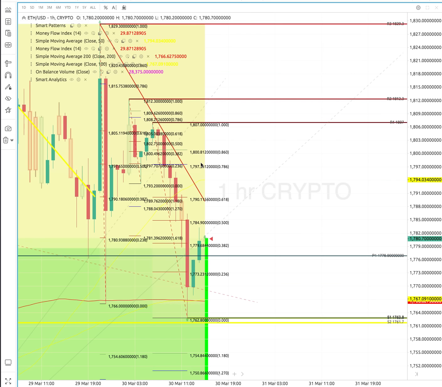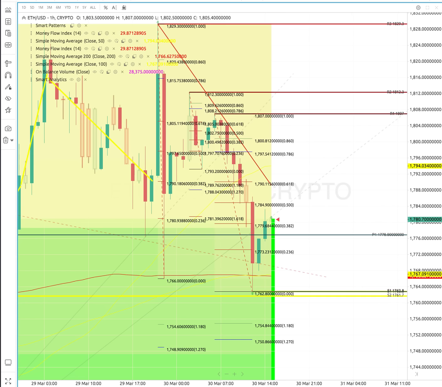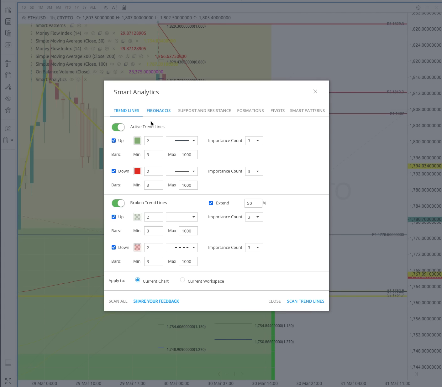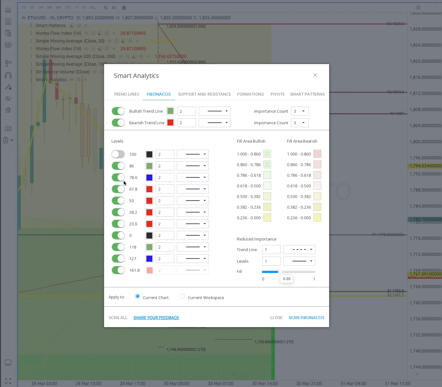Okay, so we're looking at the hour chart. We're going to clear some of this stuff up, because we have a lot of Fibonacci levels on the chart right now, which probably makes this look a lot more confusing to some of y'all. So I'm going to go ahead and clear some of this stuff up for you guys.